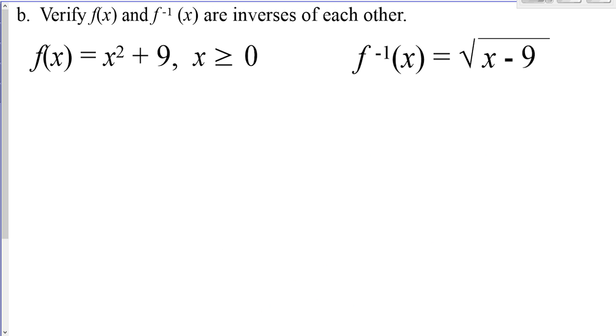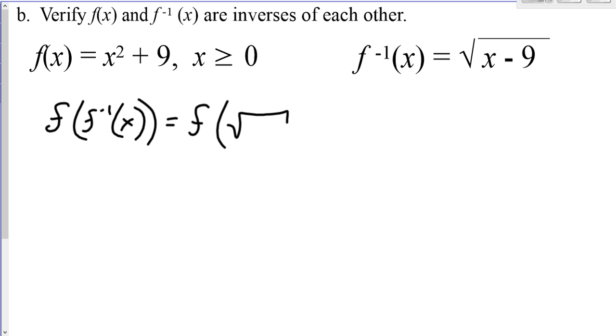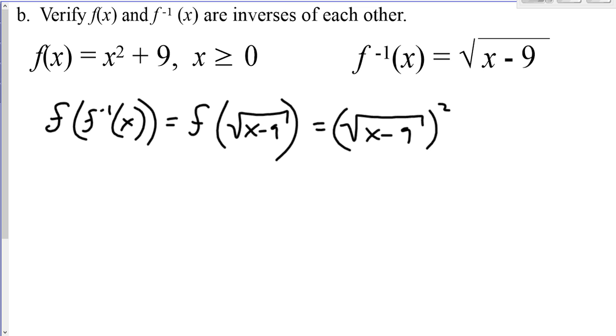So number 5, next example here, B, verify that f of x and f prime of x are inverses of each other. So if we do the composite of f of f inverse of x, if these are inverses, it should be equal to x. So we need to test this. So I do f of the inverse, square root of x minus 9, which is equal to square root of x minus 9 squared plus 9, which is equal to x minus 9 plus 9, which is equal to x. Check, I'm good there.